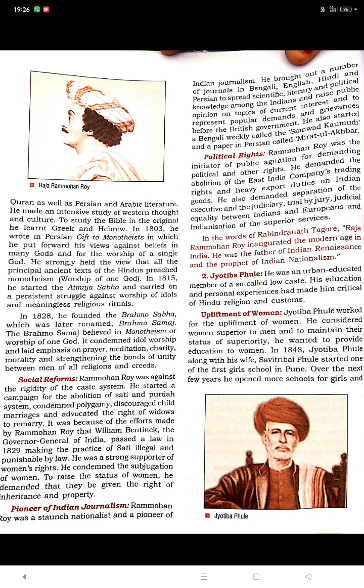Okay, next, the social reforms made by Raja Ram Mohan Rai. Ram Mohan Rai was against the rigidity of the caste system. He started a campaign for the abolition of sati and the purdah system, condemned polygamy, discouraged child marriages, and advocated the rights of widows to remarry.